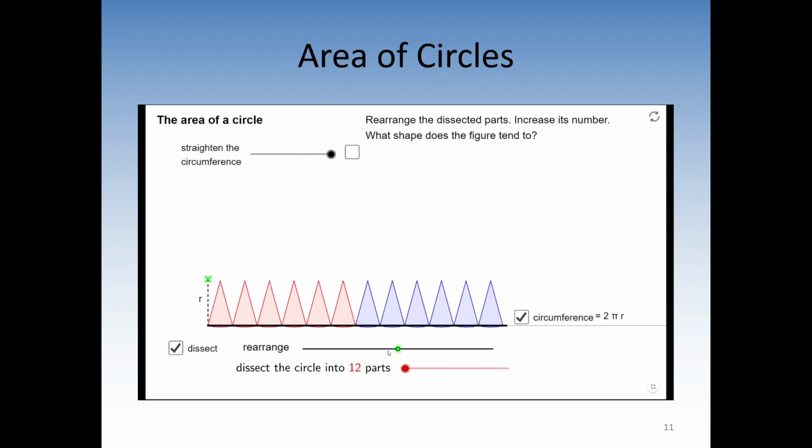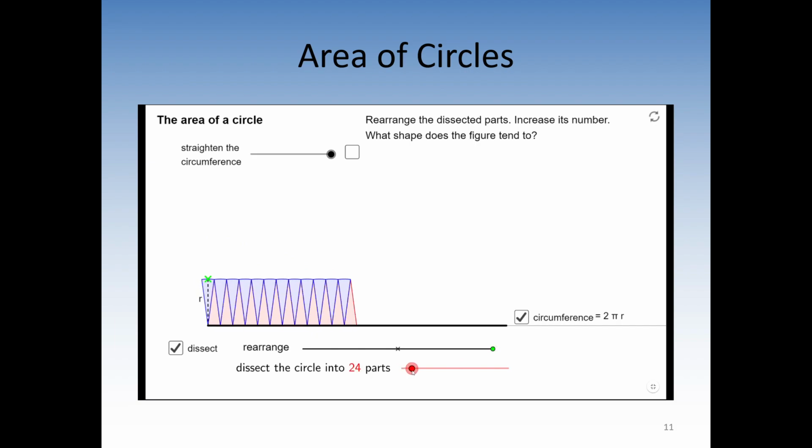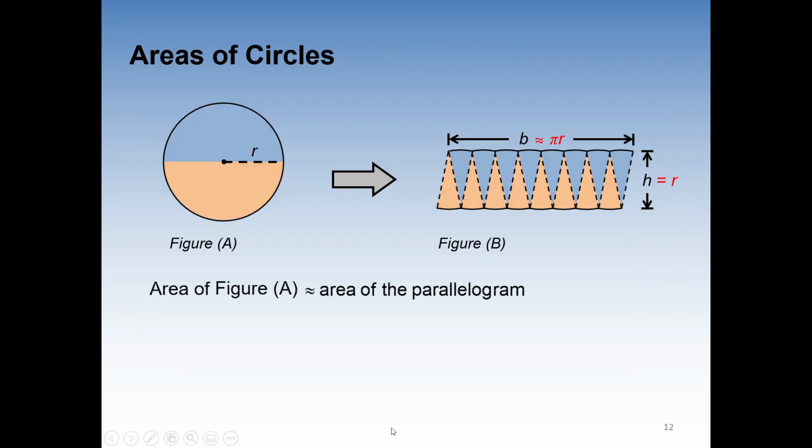So you can see that the total length, if we put them on one line, is 2 pi r. And then if we rearrange them in this way, then the base will be half of the 2 pi r. So what if I cut the circle into even smaller pieces? Then it will form another shape, right? So that is the parallelogram, right?